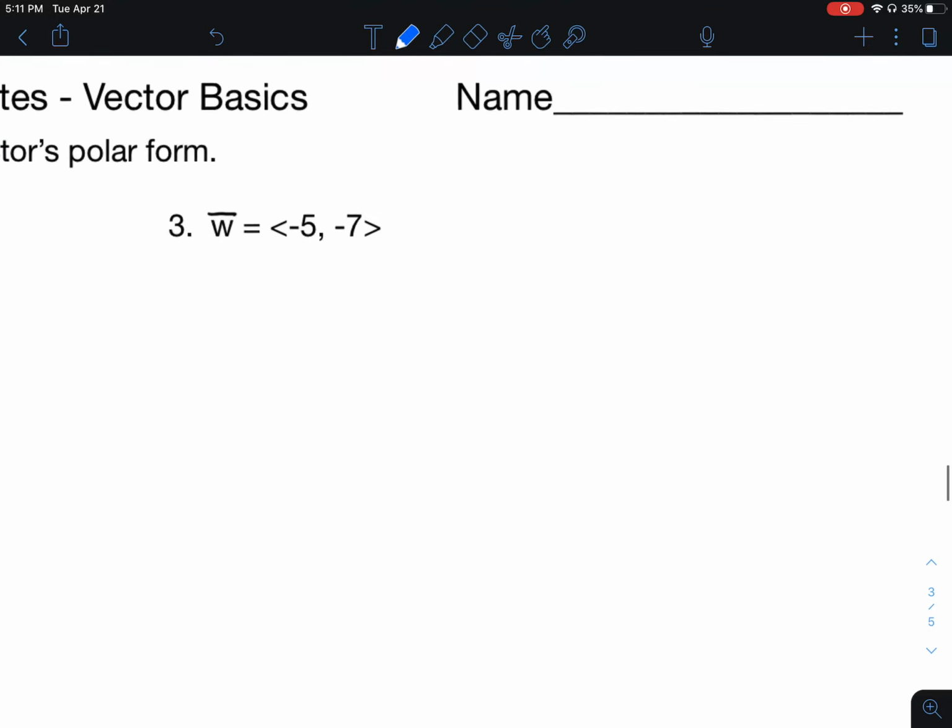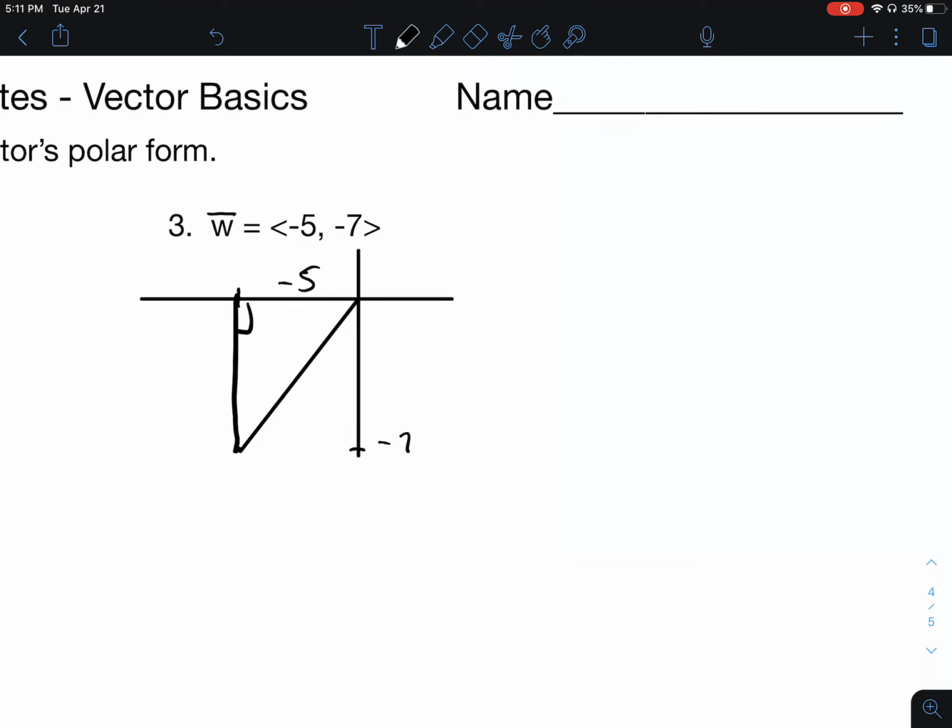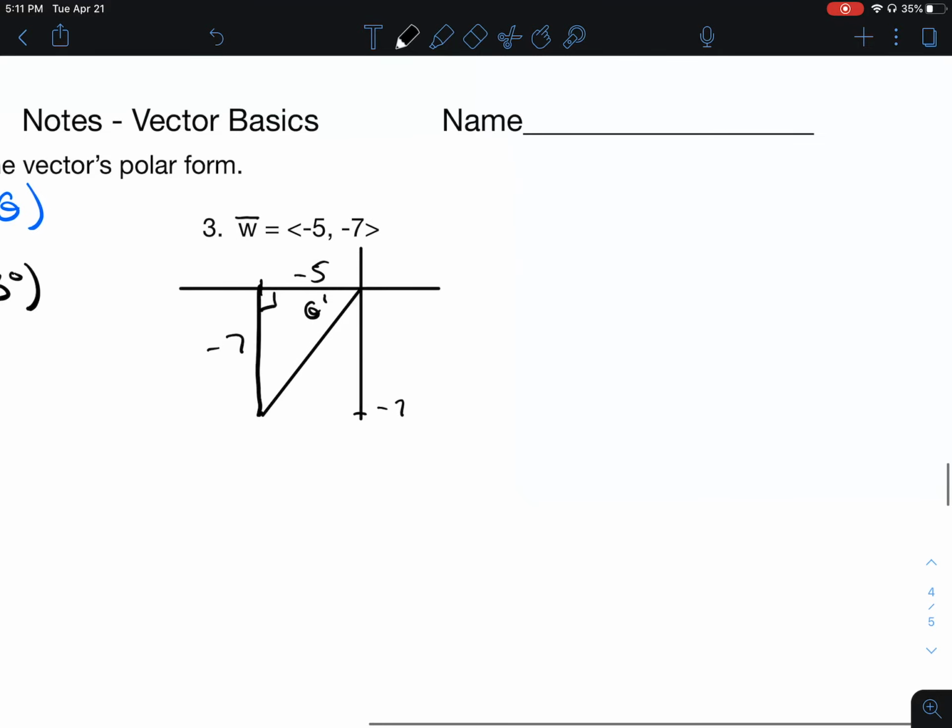Check out number 3. This is going to be in quadrant 3. We're going left 5. We're going down 7. Make a reference triangle. We're going to figure out what theta prime is, and then we're going to add that to 180 to figure out what theta is in this case.